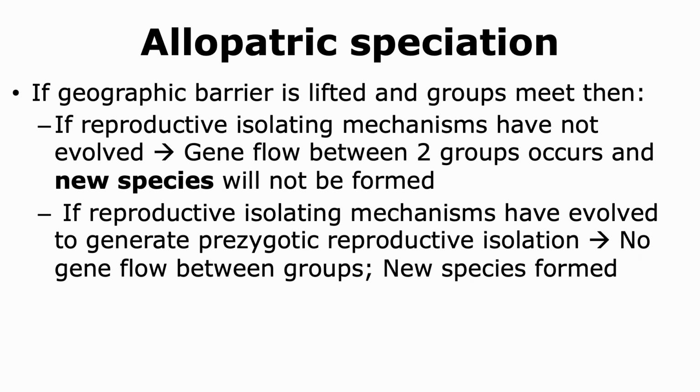On the other hand, if the groups meet after reproductive isolating mechanisms have evolved, then depending on the kind of reproductive isolating mechanisms present, there can be different outcomes. If prezygotic reproductive isolating mechanisms have evolved, then there will be no gene flow between the groups because no zygotes can be formed when we have individuals belonging to the two groups mating with one another. In this situation, the two groups now have become two different species.